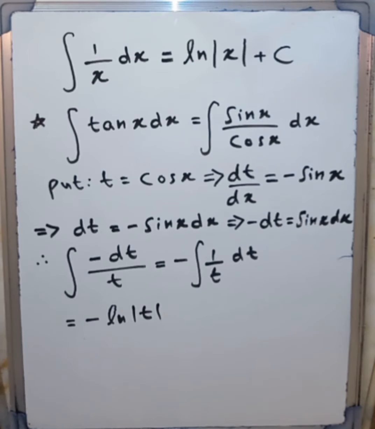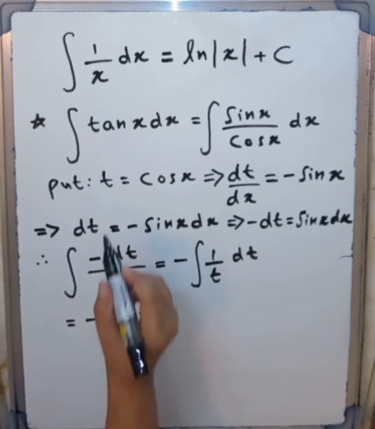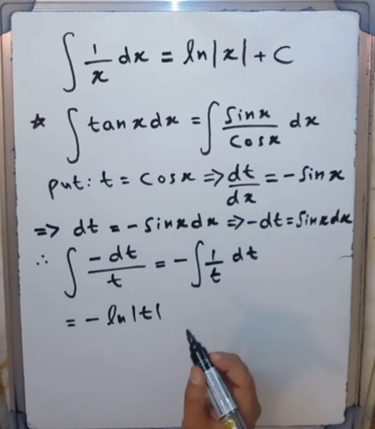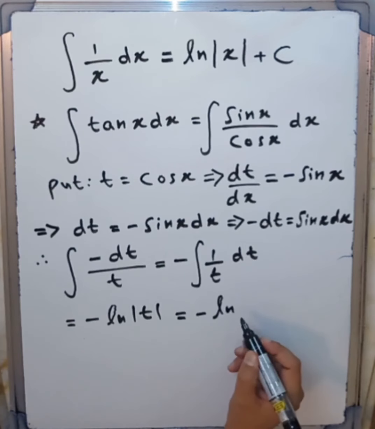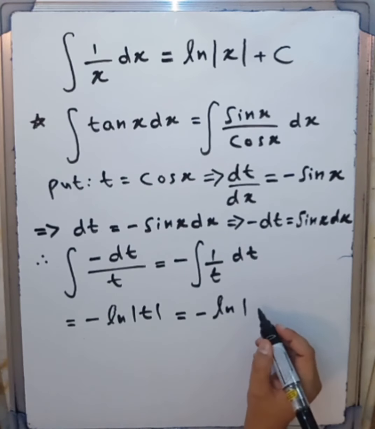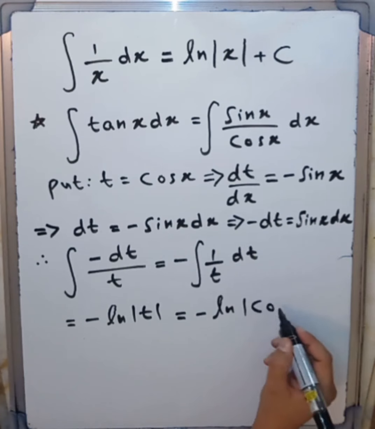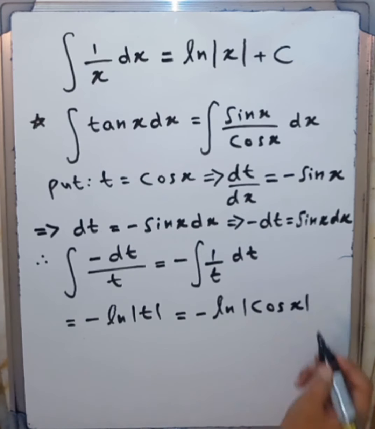And now we will put the original value of t, that is t is equal to cosine x. So this gives us negative ln modulus of cosine x, and this is the formula for integration of tan x with respect to x.